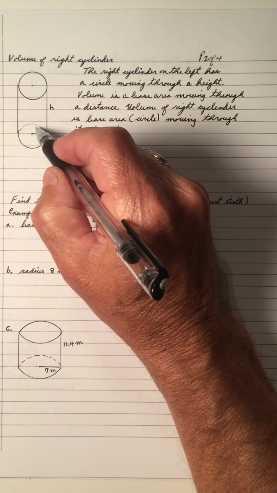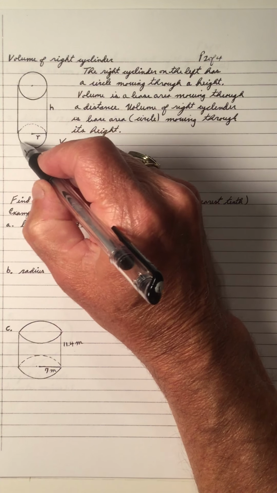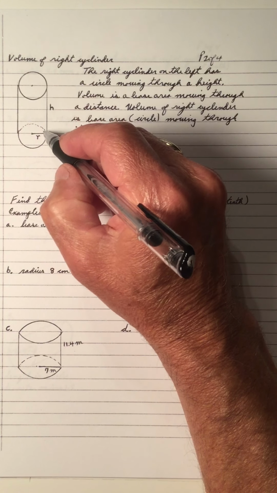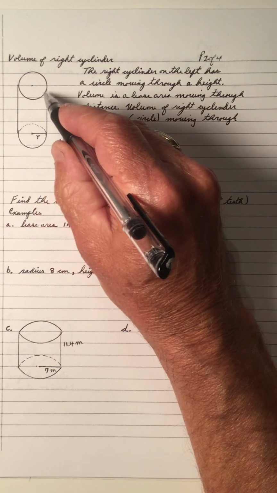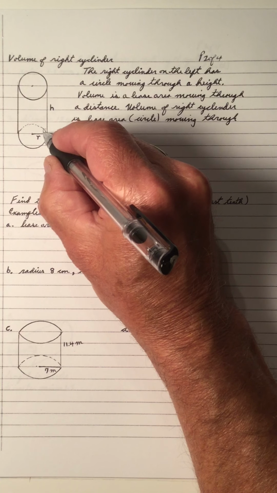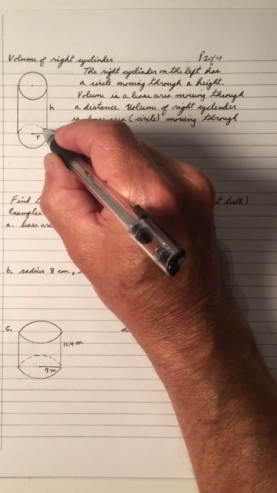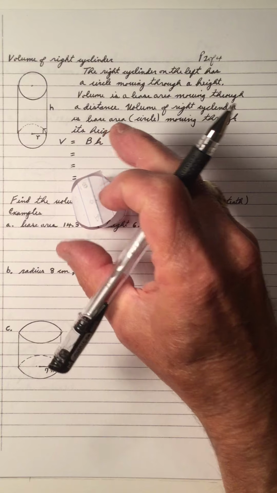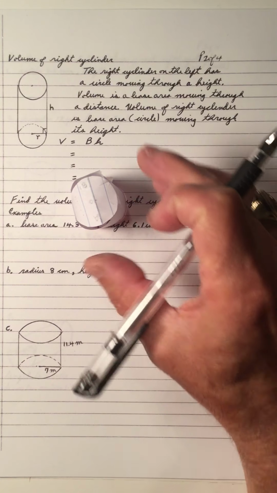A cylinder consists of a circle on the bottom and a circle on the top, and it has a height. The height is perpendicular to the radius, making it perpendicular to the ground. It's like a cylinder like this one, just resting. That's the right cylinder.